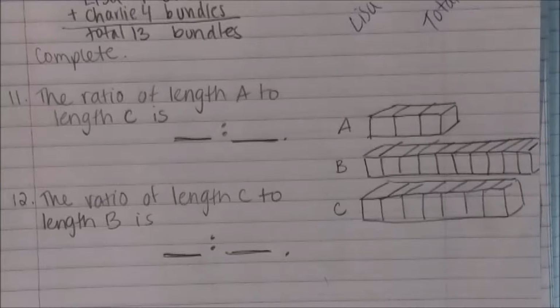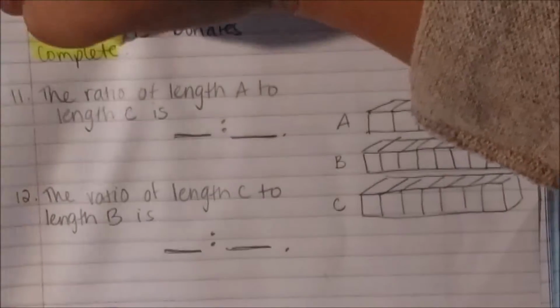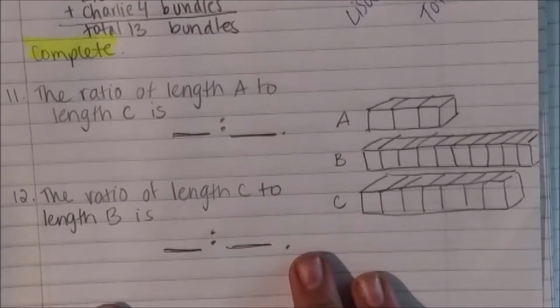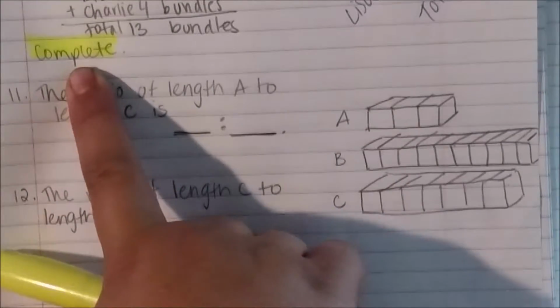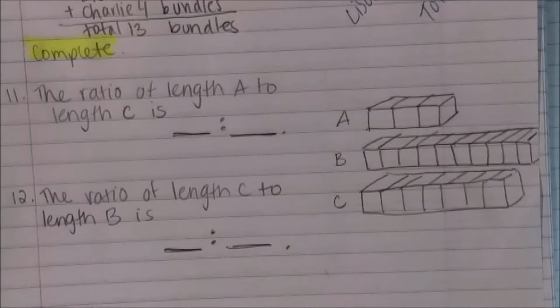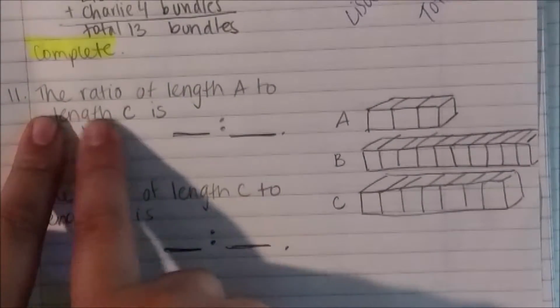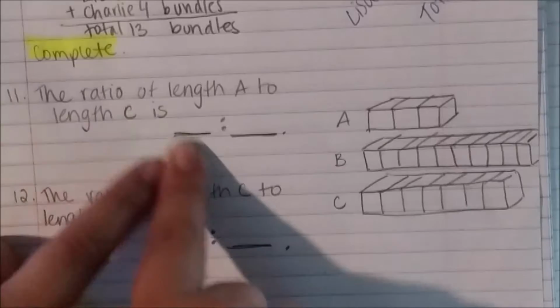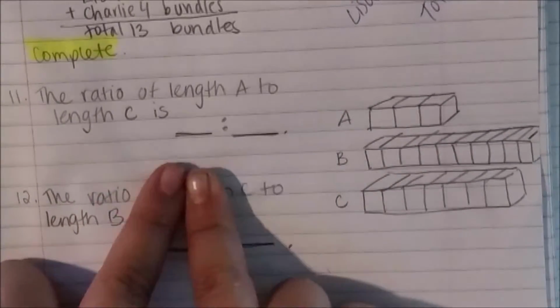This is question number 11 and 12 from the homework. Again, I'm going to go through and highlight any important information from the question and from the actual information to see if there's anything I need to know. So first of all, I'm going to highlight complete, so that when I'm all done with my problems, I can go back and make sure I actually completed everything. Now I'm going to read the first question. It says, the ratio of length A to length C is... This is another fill in the blank problem.